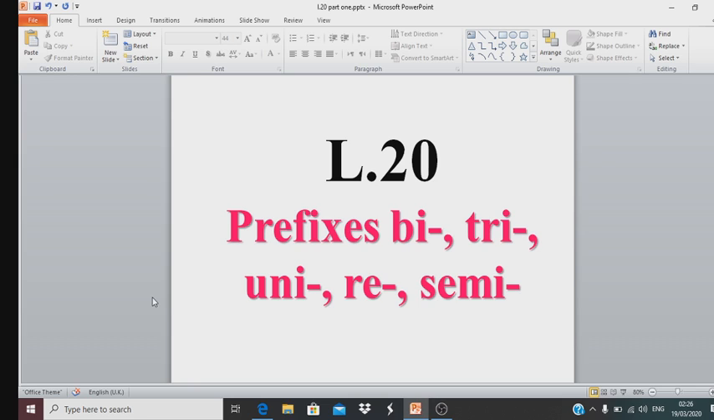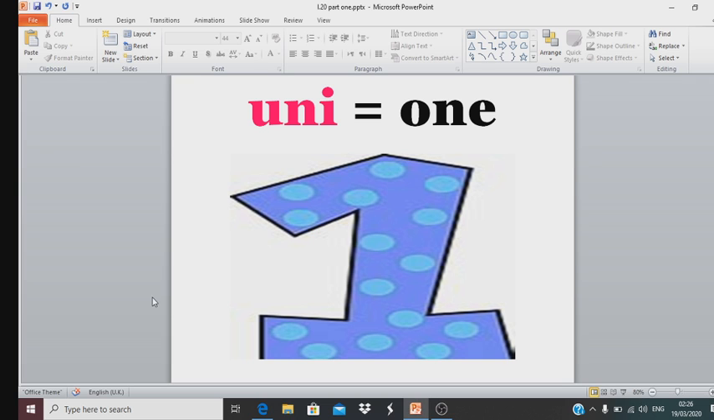Do you remember last time when we said a prefix is a word part or a group of letters that comes before the base word? So let's see our prefix now.